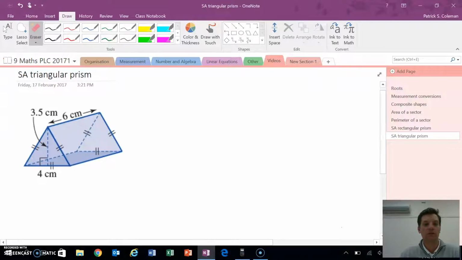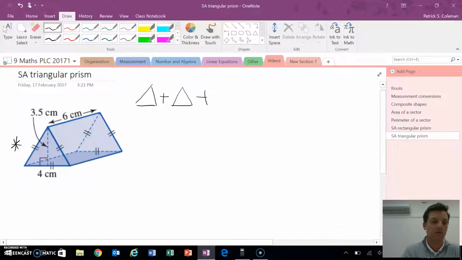Today we're looking at finding the surface area of a triangular prism. So the first thing we've got here using our example is we're going to break it up into its component parts. So you can see if we were to cut this open, we would have a triangle, and we'd have another triangle at the other end which would be exactly the same.